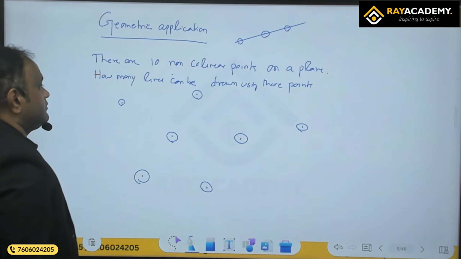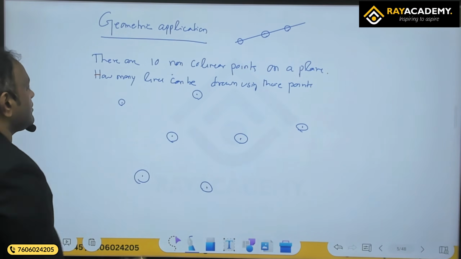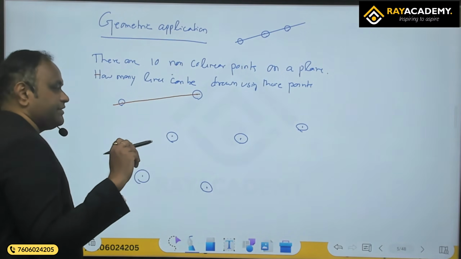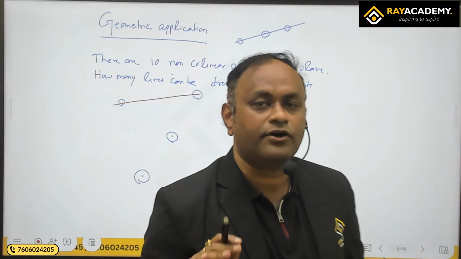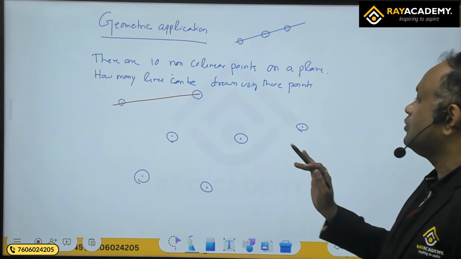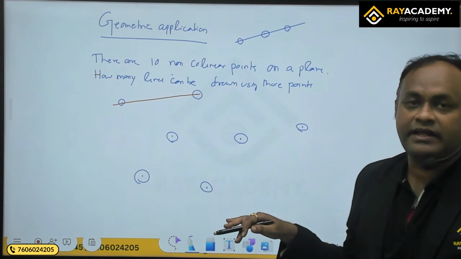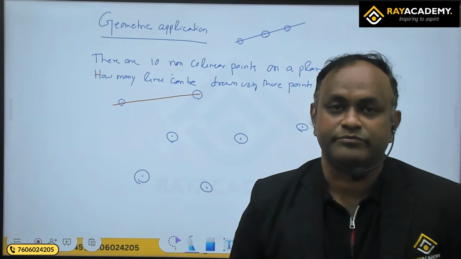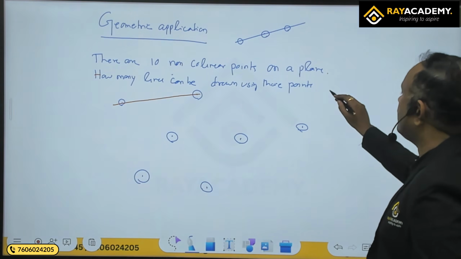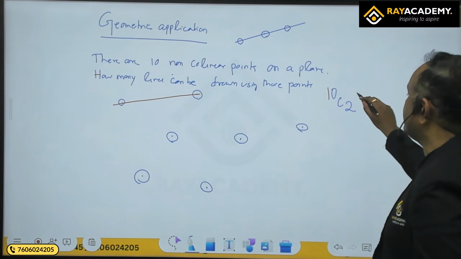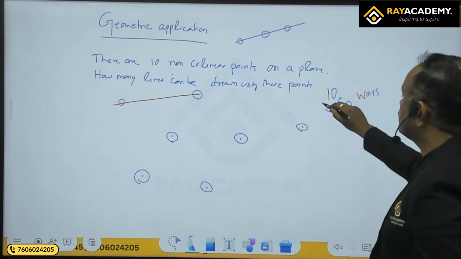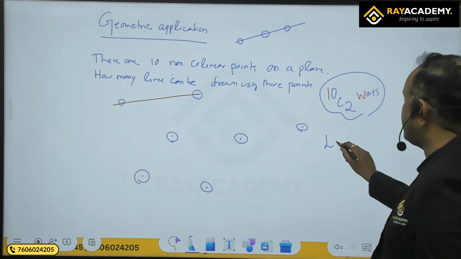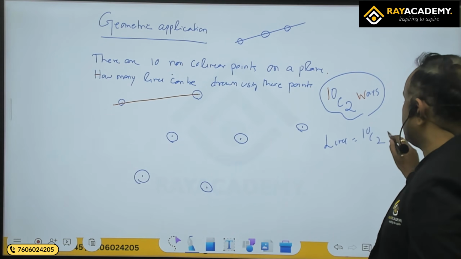Okay, now how many lines can be drawn? Whenever you join 2 points they can form a line. You choose any 2 points out of these 10 non-collinear points, then you would be able to draw a line. So it is as good as they are asking in how many different ways we can choose 2 points from the available 10 points. That can be done in 10C2 ways. So if we choose in 10C2 ways, then we can draw those many lines only. So lines will be also 10C2 lines.